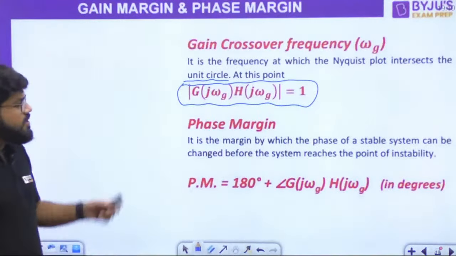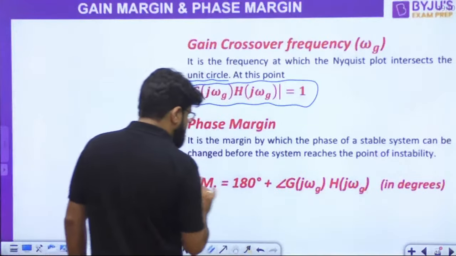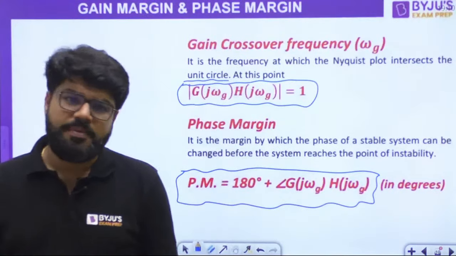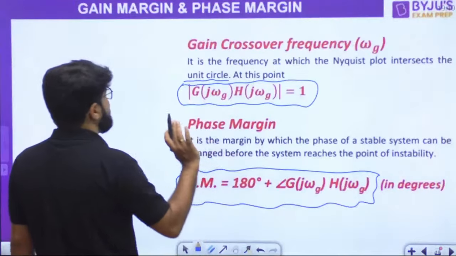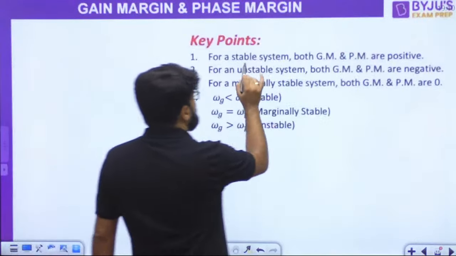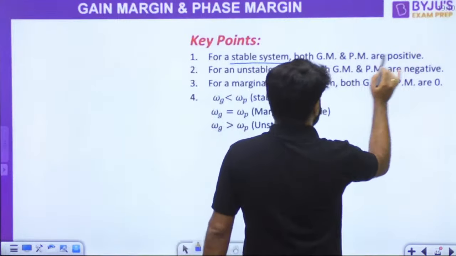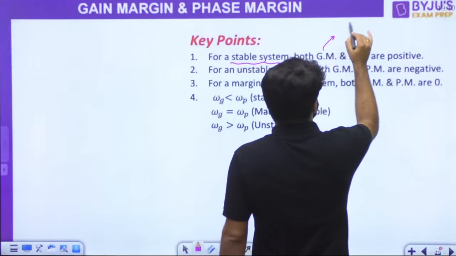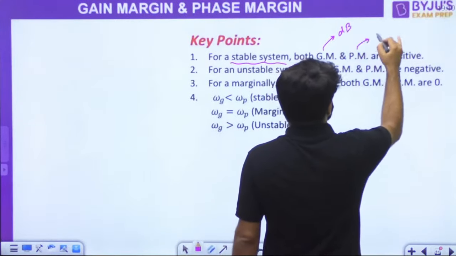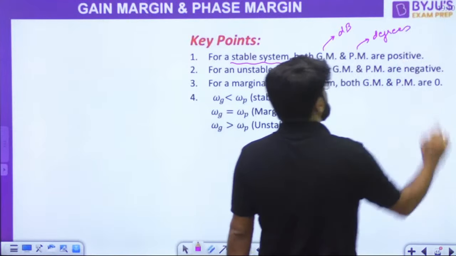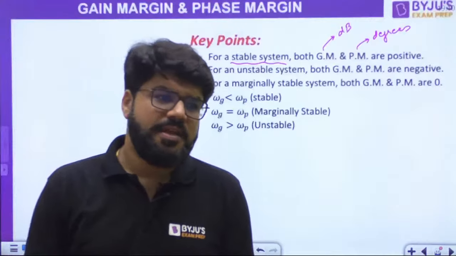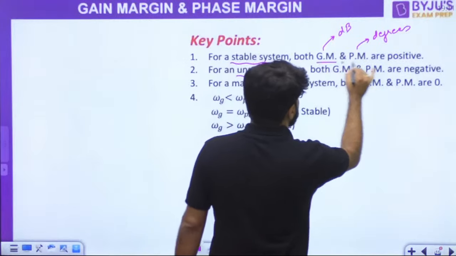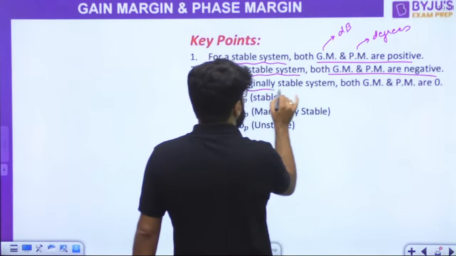And then what is the phase margin? It is the margin by which the phase of a stable system can be changed before it reaches the point of instability, and it is given by the formula 180 degree plus angle G(j omega). Two-three important points to be noted. Whenever a system is stable, both the gain margin and phase margin will be positive. Positive means gain margin in decibels and phase margin in degrees, the proper units. For an unstable system, both are negative. And for a marginally stable system, both are equal to 0.